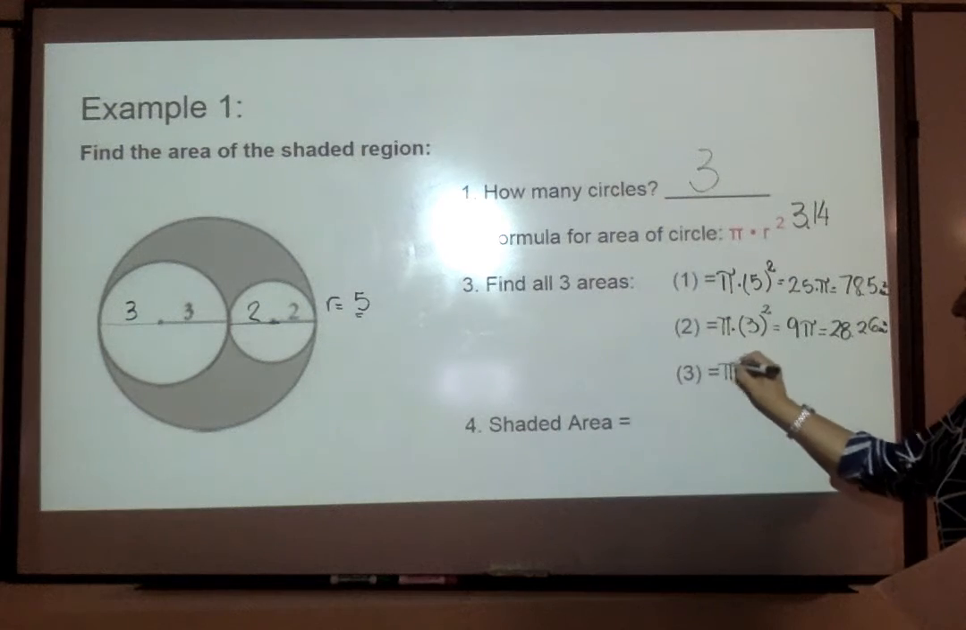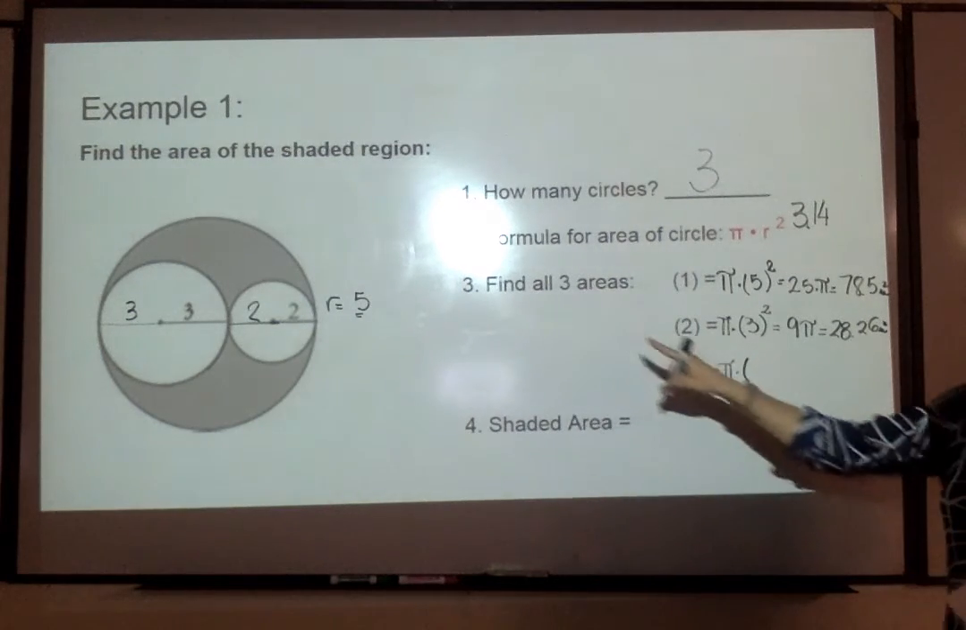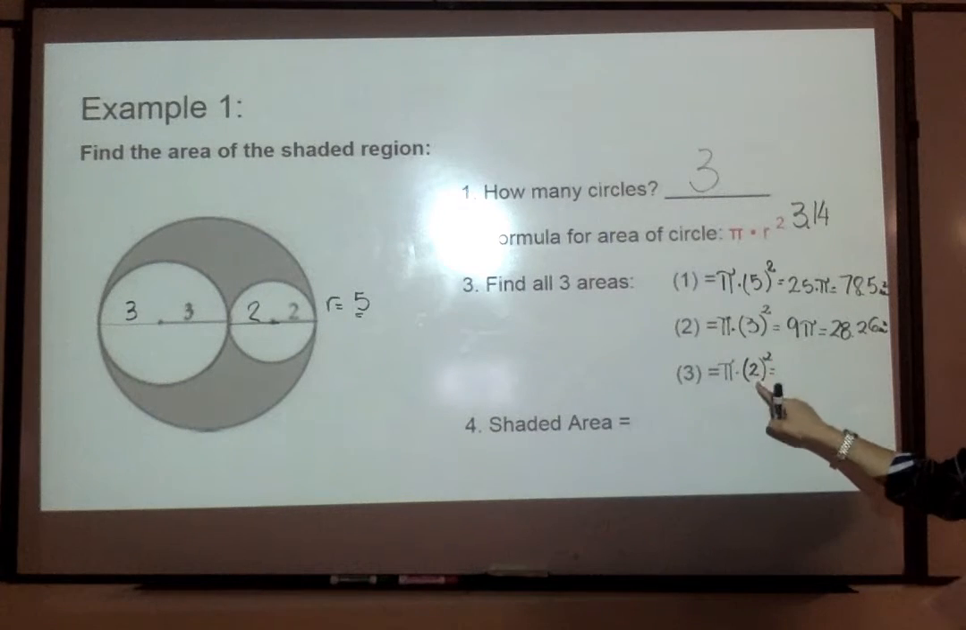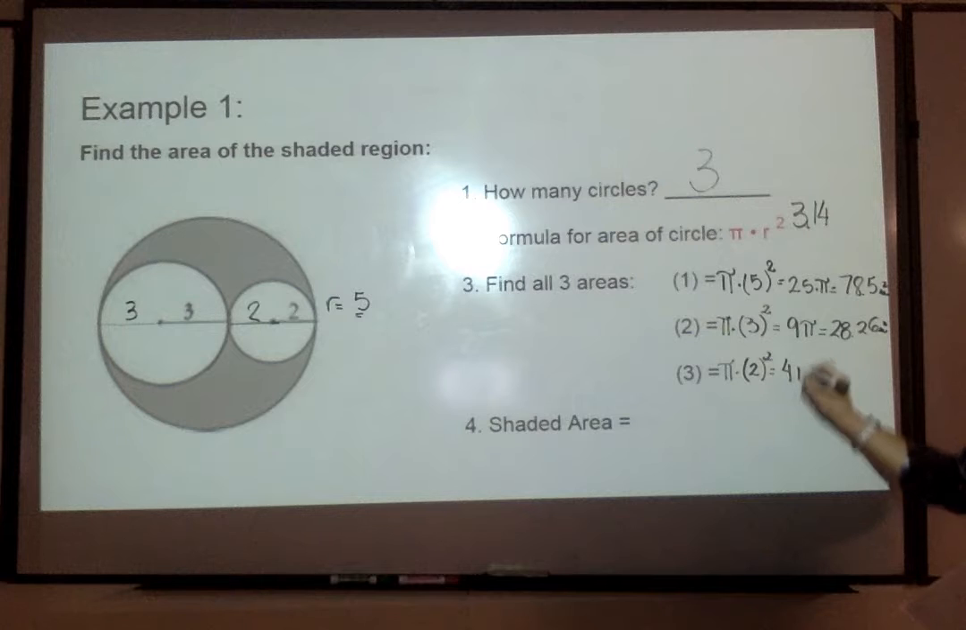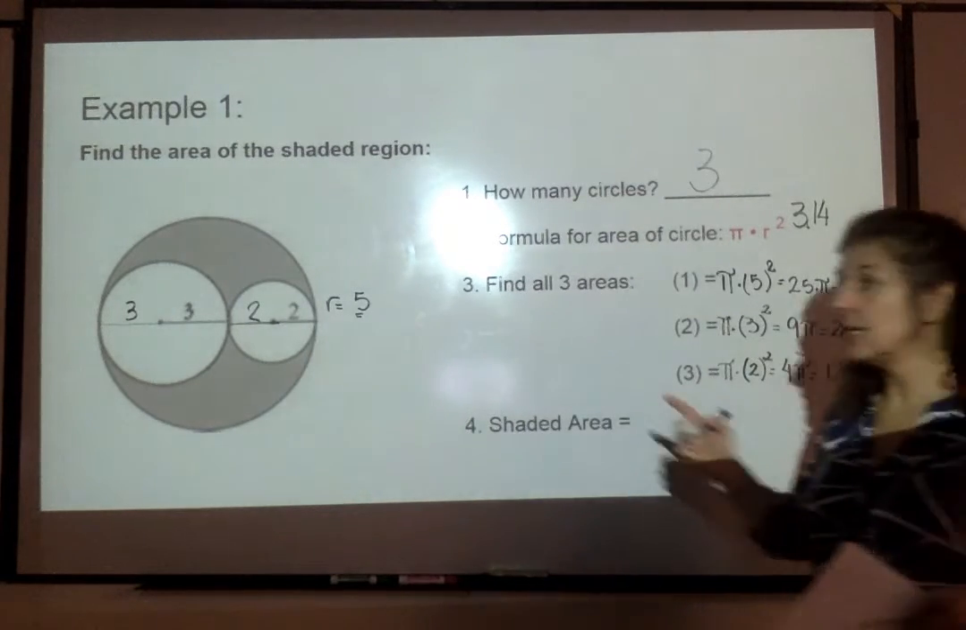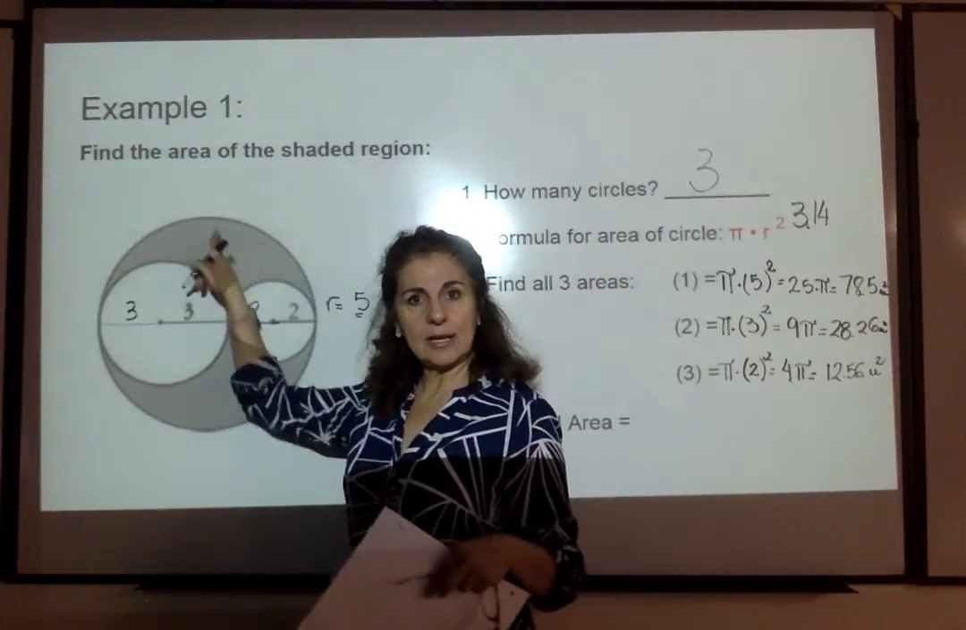Likewise, we're going to do pi times, now my radius is 2 to the second power. 2 to the second power is 4. So 4 pi, which brings me 12.56 units squared.